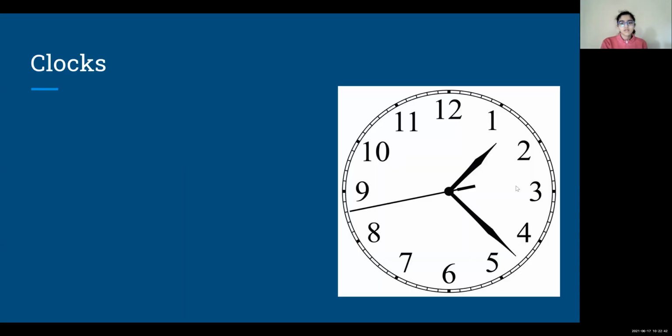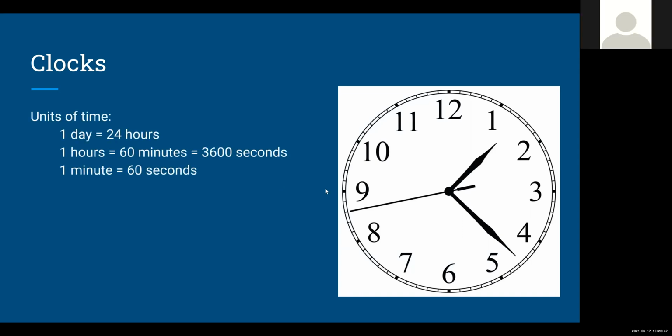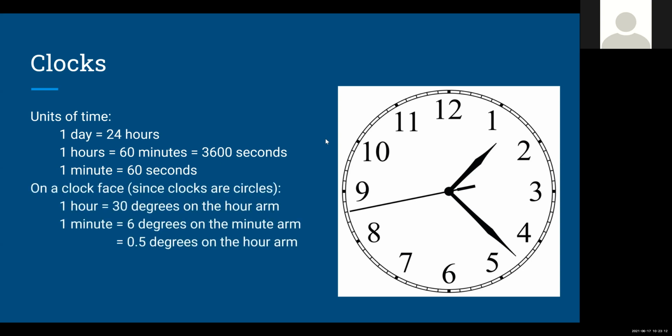So now we're going to do clocks and time. This might seem very trivial, but they ask a lot of questions about angles and times, clocks and stuff like that. So of course you should know this like the back of your hand. 1 day is 24 hours, 1 hour is 60 minutes and 3600 seconds, and 1 minute is 60 seconds. So you need to know this very well.